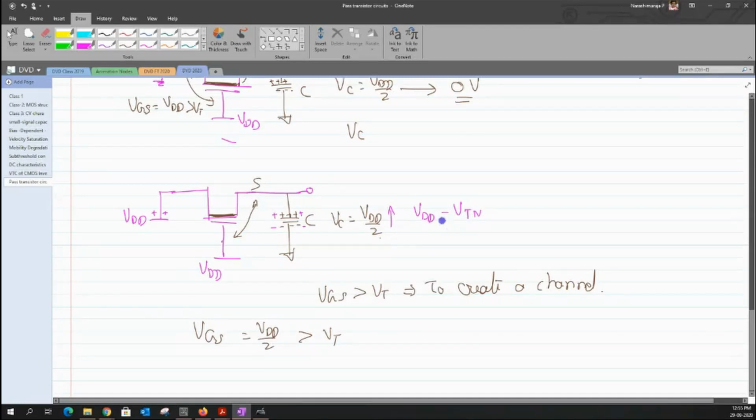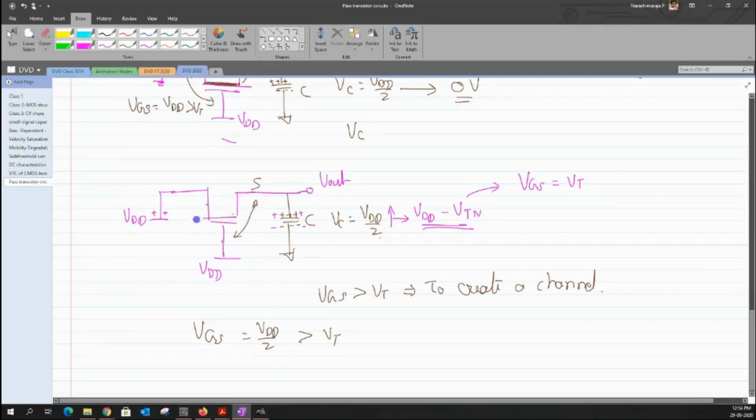Now, what would be the value of VGS under this output condition? This is my Vout. From VDD by 2, due to charging, it has increased to VDD minus VTN. So what is my VGS under this circuit condition? It is VT. Whenever we have VGS equal to VT, the channel ceases to form. There will be only depletion and no channel at all, so it is something like an open circuit.